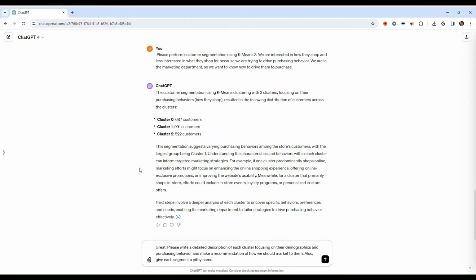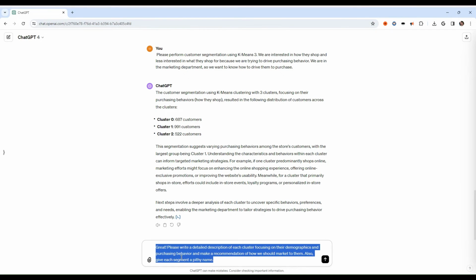Here are our 3 customer segmentations. Now let's have ChatGPT help us get to know these customers better. So please write a detailed description of each cluster, focusing on their demographics and purchasing behavior, and make a recommendation of how we should market to them. Also, give each segment a pithy name.